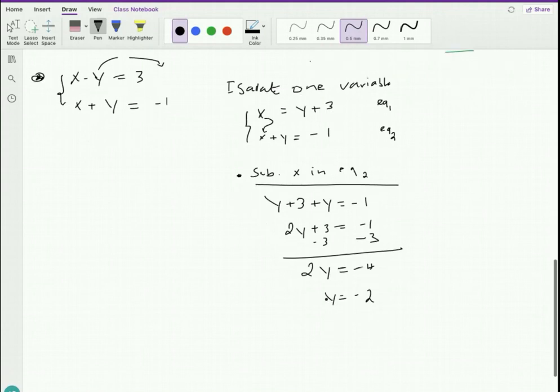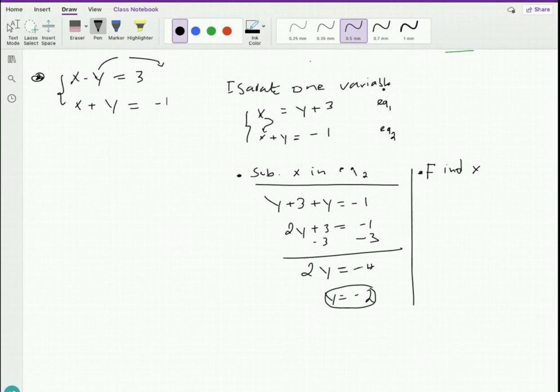Now we have y. What do we do next? After finding y, we plug it into an equation. Exactly, so we need to find x. Which equation do we use to find x? So we have y. That's part of the solution. We need to plug this in. Which one is easier to use to find x?